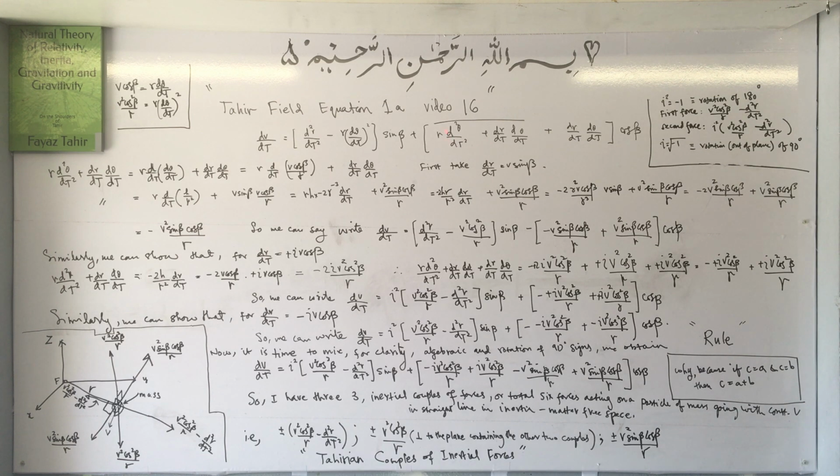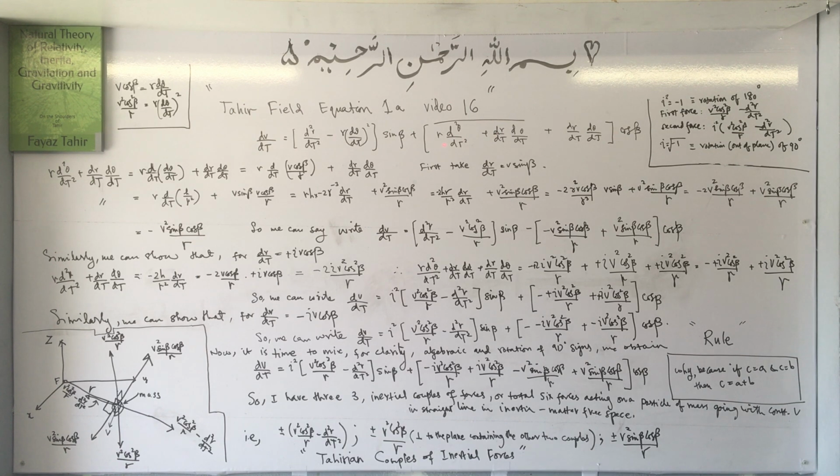Okay, let's call it r d square theta over dt square plus dr over dt d theta over dt, plus dr over dt d theta over dt cos beta. In this video you will come to know why I put that top bar on this expression. It will become crystal clear. Okay, so plus dr over dt d theta over dt is equal to cos beta. So this is Tahir field equation 1a.